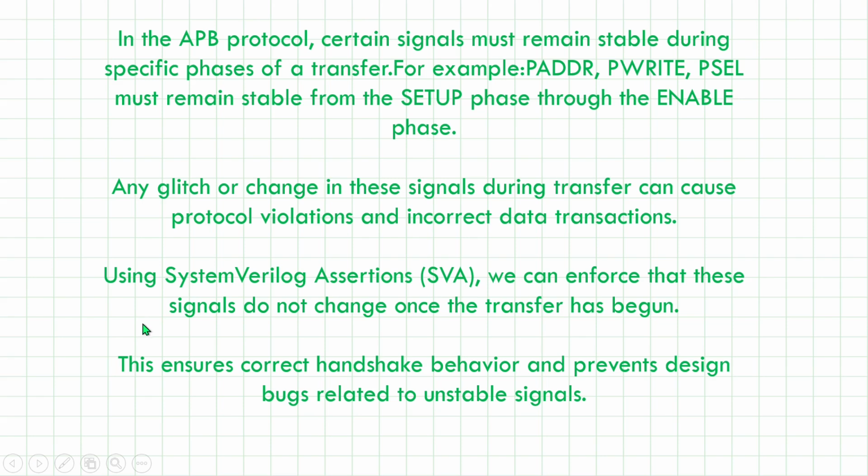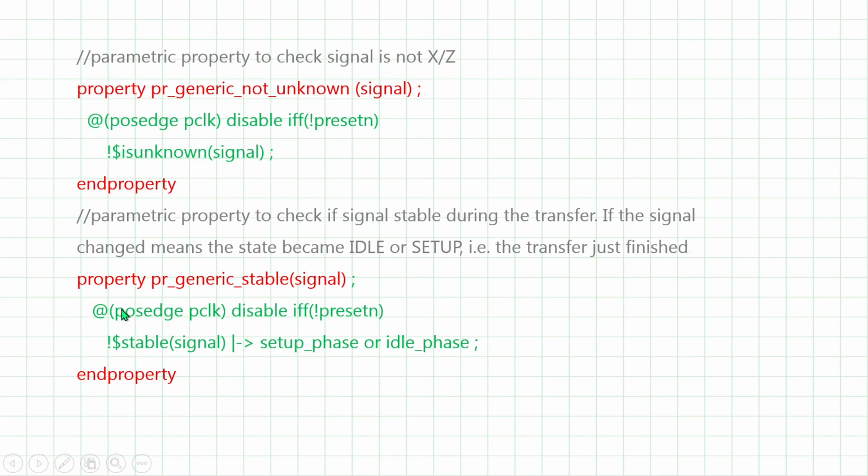Using SystemVerilog assertions, we can enforce that these signals do not change when the transfer has begun. So we will check how the transfer moves our data with the help of the control signals, and we will check this behavior with our assertions. This ensures correct handshake behavior and prevents design bugs related to handshakes. So let's begin our checking.